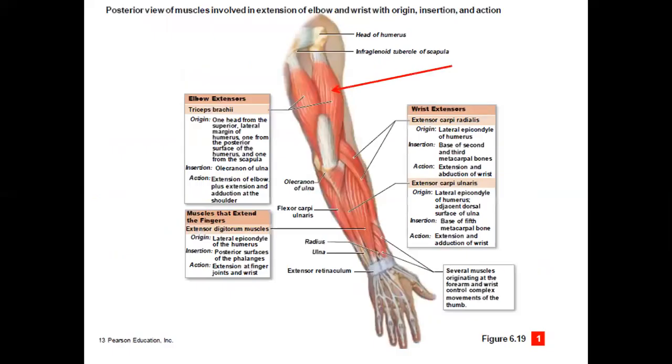Like the triceps brachii. This is the posterior side of the upper arm. The triceps brachii is this muscle here. It has three origins. There's one part of the tricep, there's the second and the third. So the triceps brachii is the agonist muscle that extends the elbow.